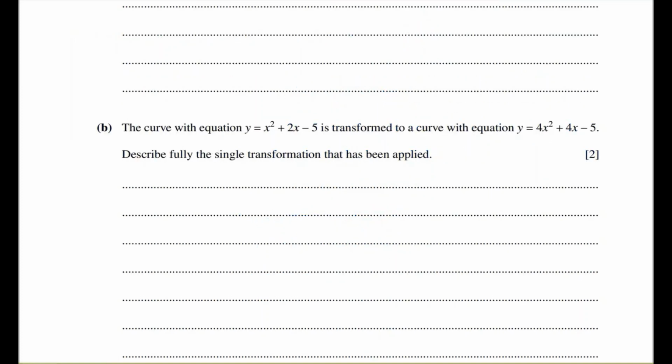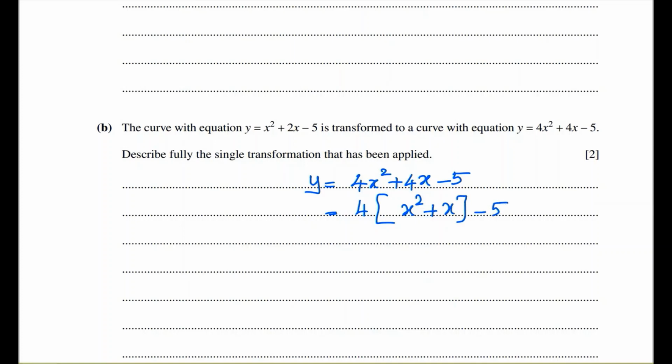The next part is the curve with equation y is equal to x square plus 2x minus 5 is transformed to a curve with equation y is equal to 4x square plus 4x minus 5. Describe fully that single transformation that has been applied. First, let us write the equation y is equal to 4x square plus 4x minus 5. We'll take out 4 commonly. X square plus x.